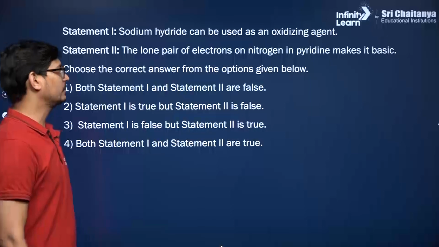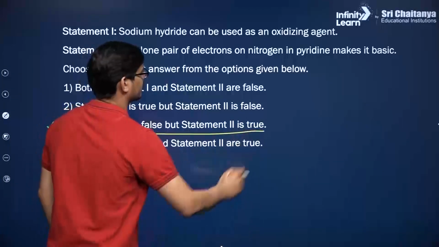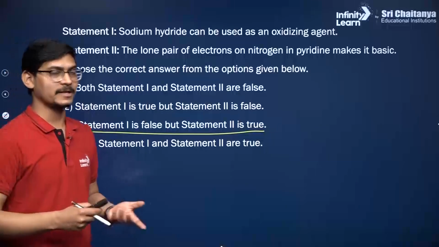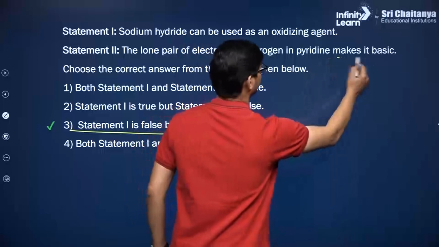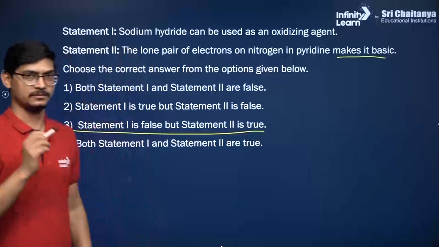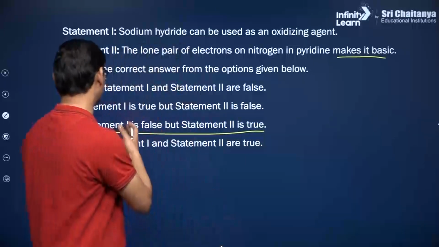Then, sodium hydride can be used as oxidizing agent. Of course not, right? Statement 1 is false and statement 2 is true. Hydride donor, it is a reducing agent, not oxidizing agent. The lone pair of electrons on nitrogen in pyridine makes it basic. Yes, nitrogen has a lone pair in pyridine, so it becomes a Lewis base. So this statement is correct.